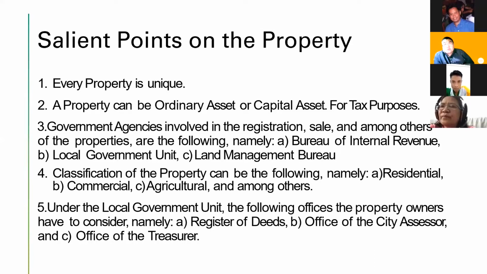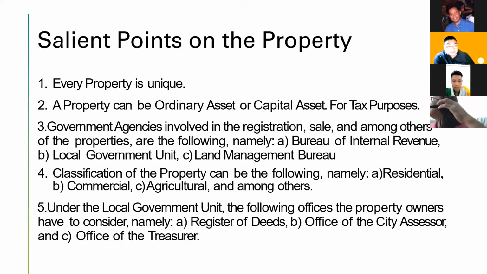Number one, Bureau of Internal Revenue. Number two, local government unit. And letter C is Land Management Bureau. Land Management Bureau, before this, we called the Bureau of Lands. Commercial, agricultural, and among others. Patent.